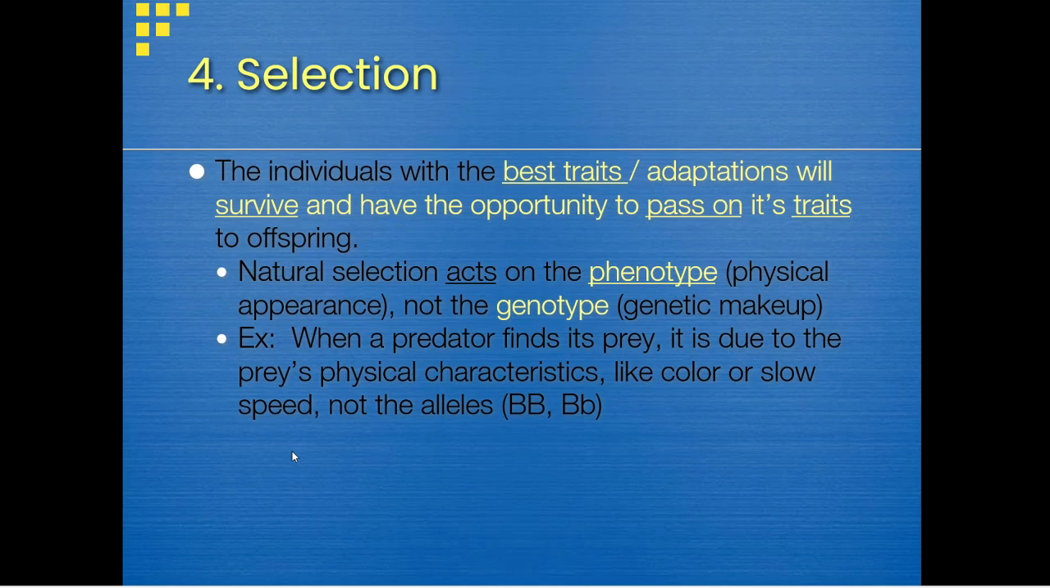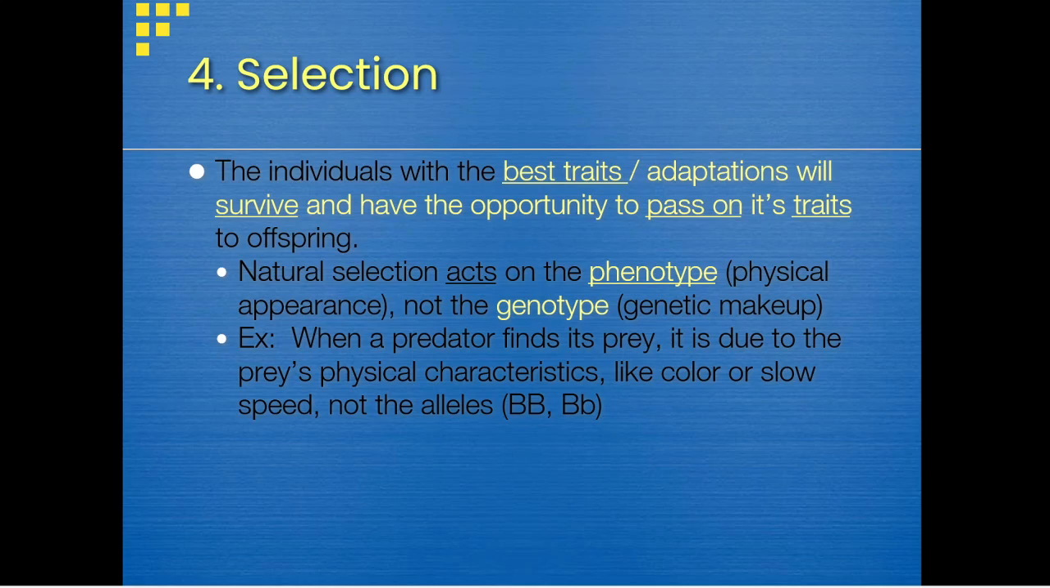And then the fourth step in this is selection. This is when the individuals with the best traits or adaptations will survive and have the opportunity to pass on their traits to the offspring or the progeny. And natural selection acts on the phenotype. Notice I'm talking about what the animal looks like: white fox, pokey porcupine, camouflage through the leaves. I'm not looking at the DNA. I'm actually looking at their phenotype. And so natural selection acts on the phenotype, not the genotype.